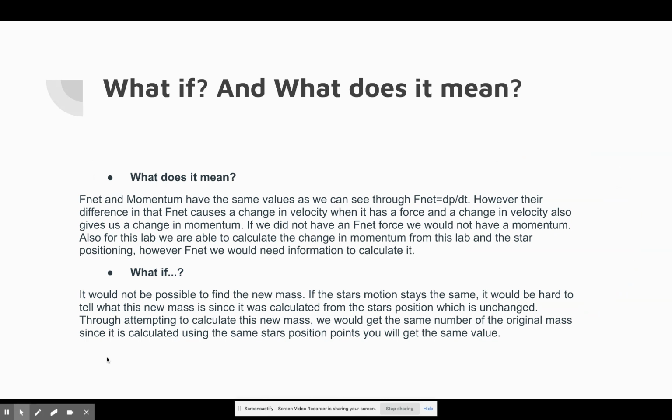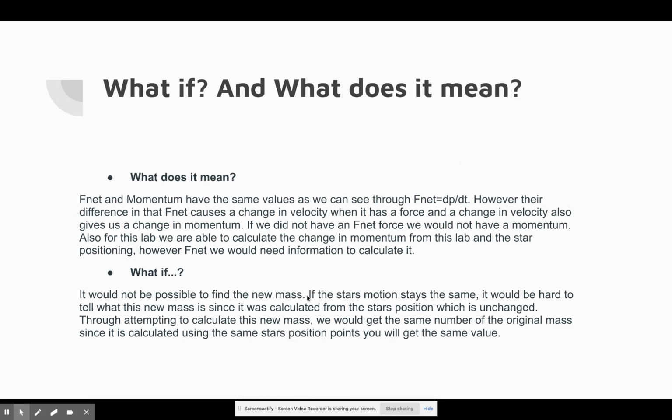So we were asked if F net and momentum are the same values, which they are. However, they also are not. So we can see that they're the same through the F net equals dP over dt. However, there is a difference because we first calculated our dP over dt to then get our F net. So in this lab, we were unable to get our net force without the mass. So we used our dP dt to first get our F net value in order to then calculate mass. So these do end up being the same values in the lab. However, we are unable to calculate F net just by itself without using dP dt instead.